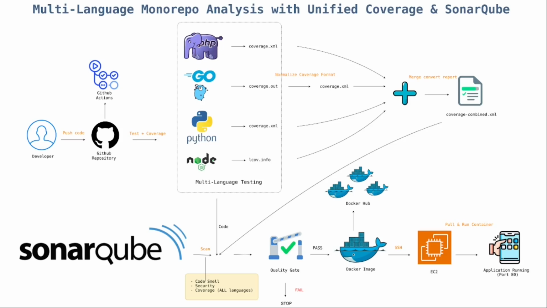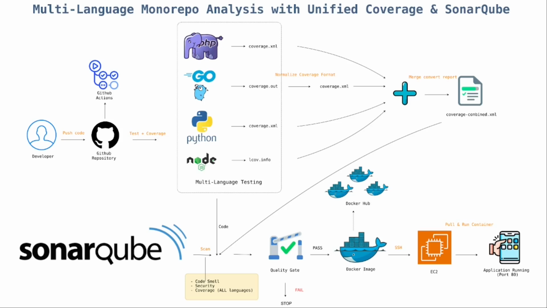7. Docker build and image management. If the quality gate passes, the pipeline continues by building the Docker image. The image is tagged using the commit SHA, ensuring traceability between the code and the deployed version. After building, the image is pushed to Docker Hub, making it available for deployment.